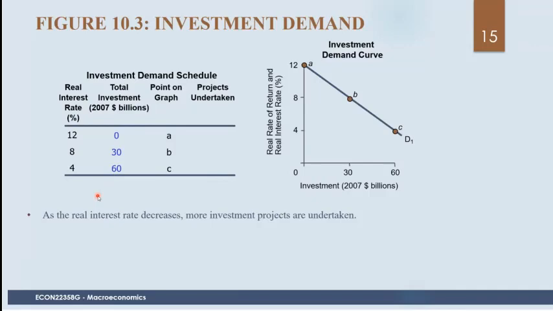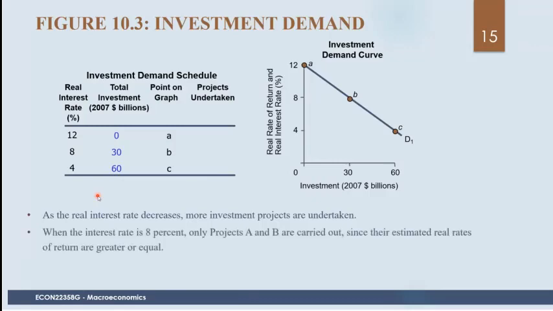Now, as the real interest rate decreases, you can think of how more investment projects would be undertaken, because each firm would have a certain threshold, considering your cost to borrow and the real interest rate. Given that lower interest rate, it will just be more profitable to go ahead as the interest rate falls. So again, here, if the interest rate is 8%, only projects A and B would be carried out, since their estimated real rates of return are greater or equal. So this is the real interest rate.